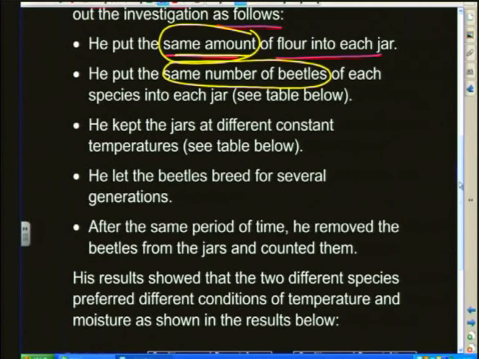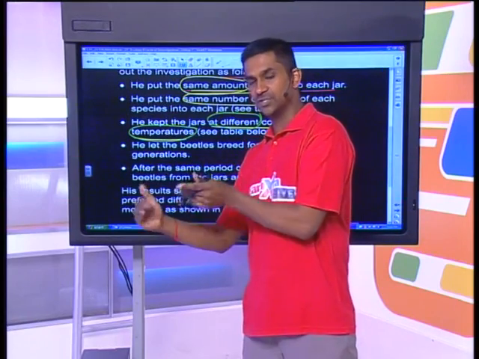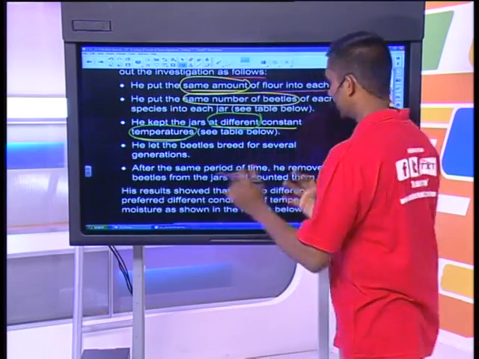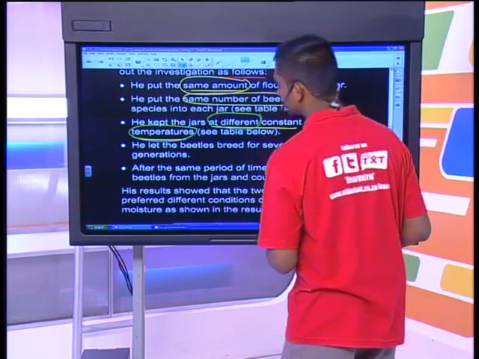He kept the jars at different constant temperatures. So here we're seeing another variable. The temperatures were different temperatures, but they were kept constantly. What that simply means is that he kept one at a specific temperature constantly, and he kept the other set of beetles at another temperature constantly. So they were kept at two different temperatures at that constant temperature.